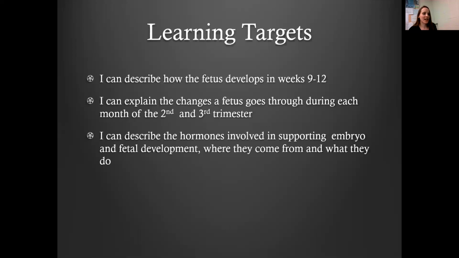Okay, so we're just going to continue from that and jump right into the fetal development now, which again is anything after week 8. So we're going to be looking at all the different ways that the fetus is going to develop in the remaining weeks of pregnancy. We're going to look at what's happening in the 2nd and 3rd trimester, and also look at the different hormones that are necessary for all of this to happen.